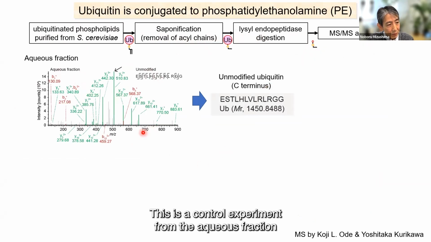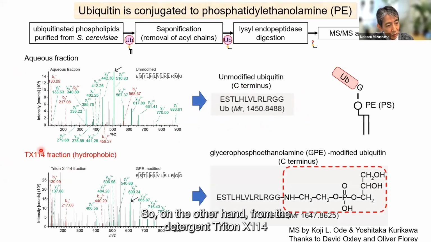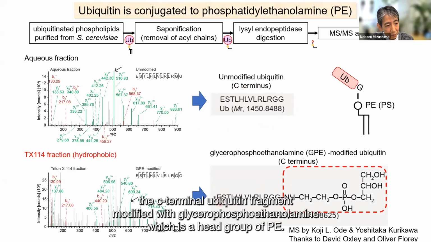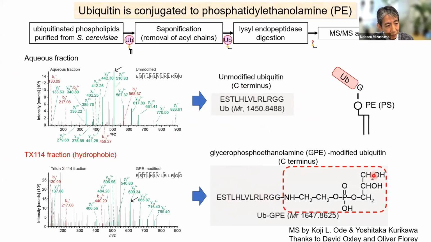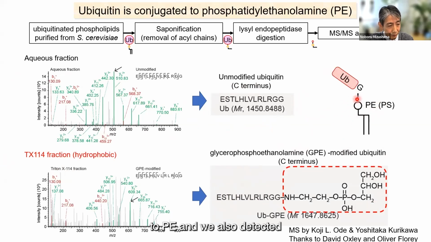This is a control experiment. From the aqueous fraction, we detected the C-terminal fragment of ubiquitin. On the other hand, from the detergent Triton X114 fraction, we detected the C-terminal ubiquitin fragment modified with glycerophosphorylethanolamine, which is the head group of PE. So this data suggests that ubiquitin is indeed conjugated to PE.